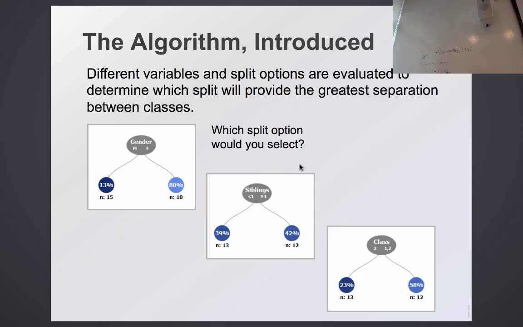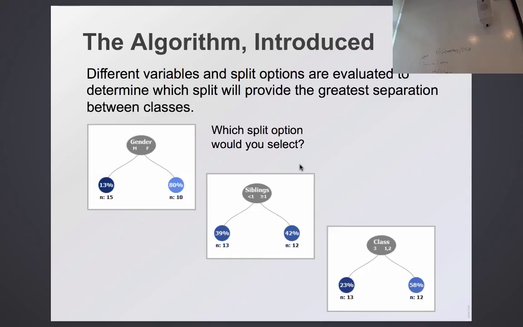Does anyone agree and have a different reason as to why? Why not this one right here? Siblings. What's wrong with siblings? For one thing, siblings provides a better number split. Whereas this is 15 to 10, this one's 13 to 12, the even split. Why isn't that one better? What's wrong with the middle split? I guess you don't want to have a 50-50 chance, is it?